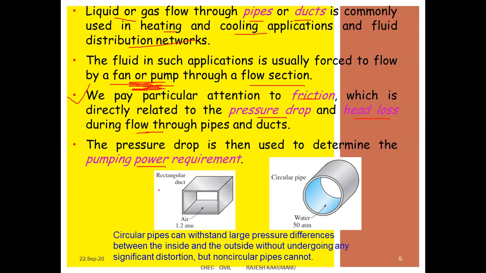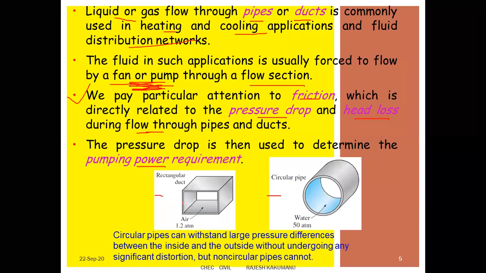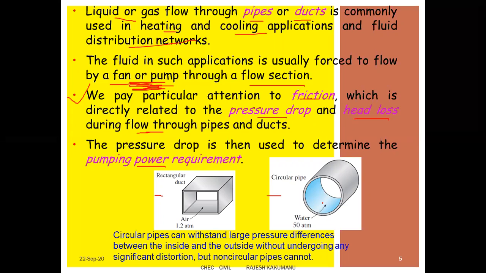Now the figure shows a rectangular channel and a square channel. Here the figure shows the rectangular duct and the square duct. So what's happening here? Whenever the water is flowing in the rectangular duct or in the square pipe, the pressure here is 1.2 atmosphere, and here it is 50 atmosphere.